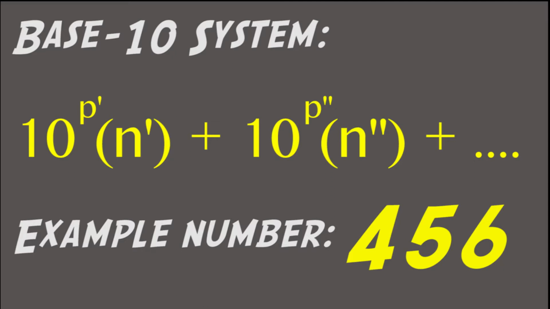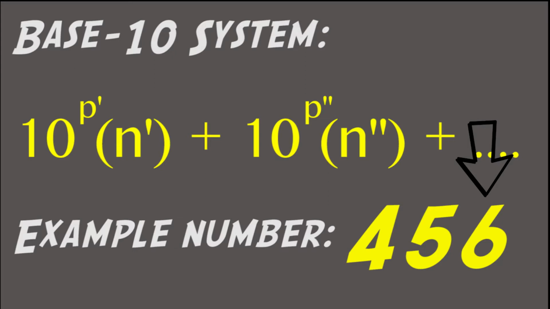Now you may already know how base 10 works, but to make it more clear, I'm going to use this example number 456. The first position in a base 10 number is called the ones place, and since the ones place here is the first position in the number, this tells us the p number for our first addend is going to be 0. In our example here, the ones place holds the number 6, which is our n number. So what we get for our first addend of the equation is 10 to the 0 power, or just 1, multiplied by 6, which is simply 6.